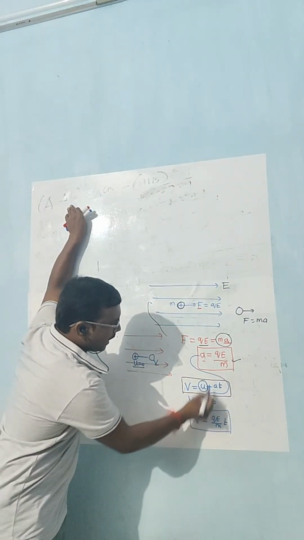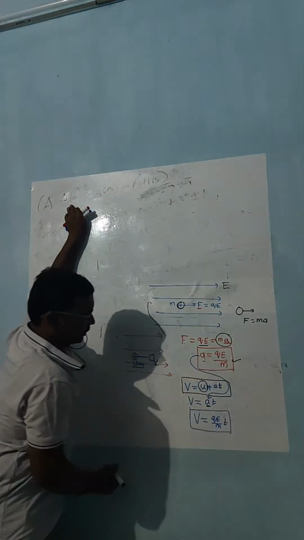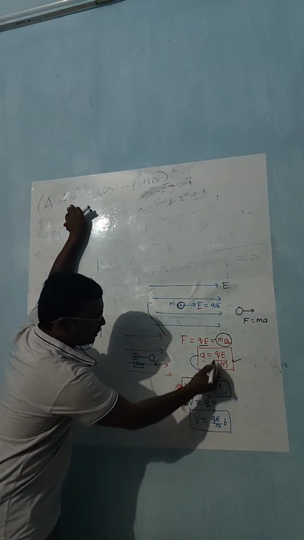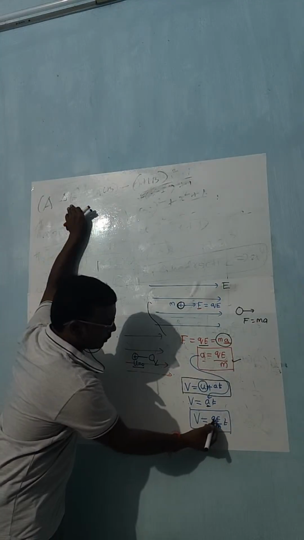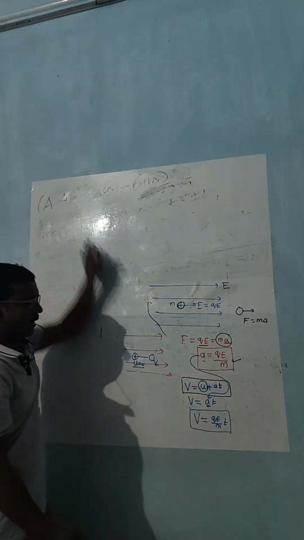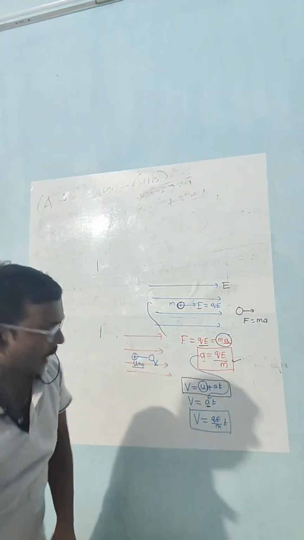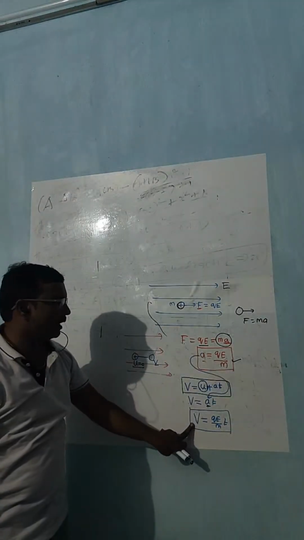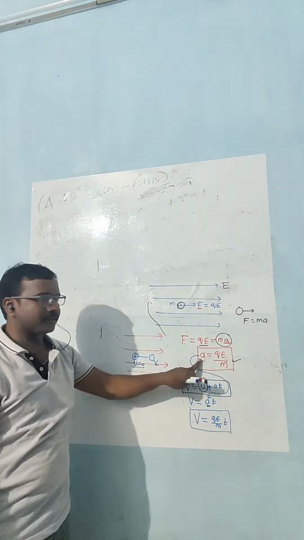Instead of a, I will substitute this equation here. a is replaced by qE by m. v equals qE by m into t. This is the final velocity, and this is the acceleration.